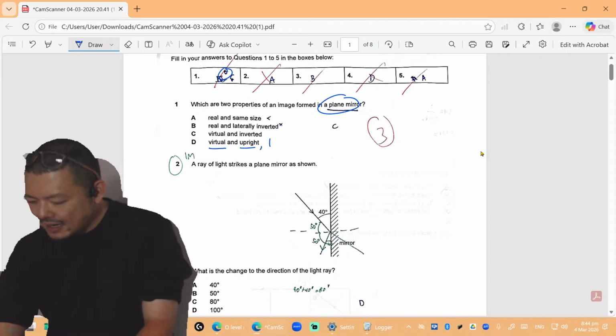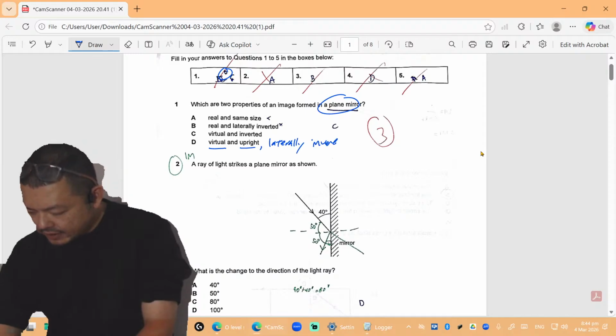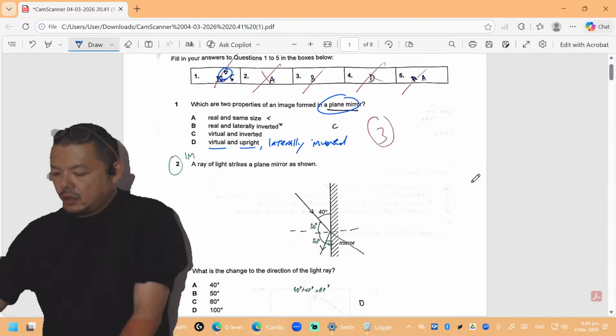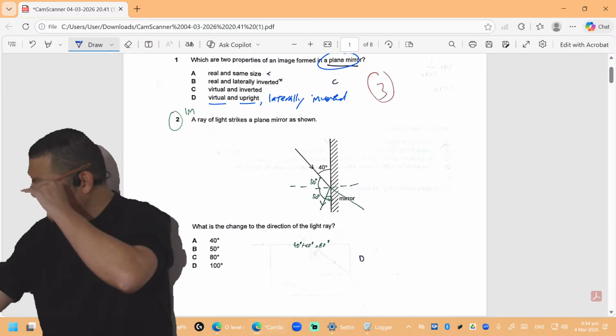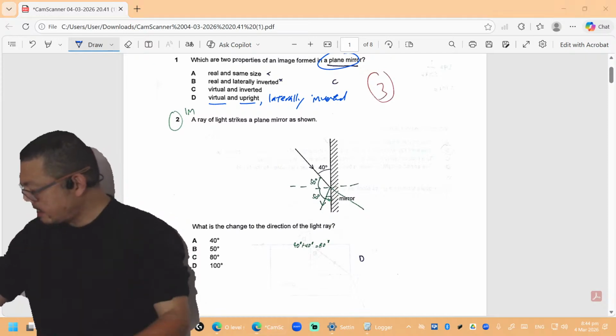Virtual, upright, laterally inverted. Can you get the students to write this down? Laterally inverted means what? It's not inverted, it's upright, but it's laterally inverted. What does it mean? Left and right. Yes, that's right. Right becomes left, left becomes right.